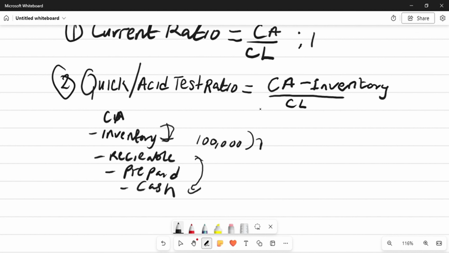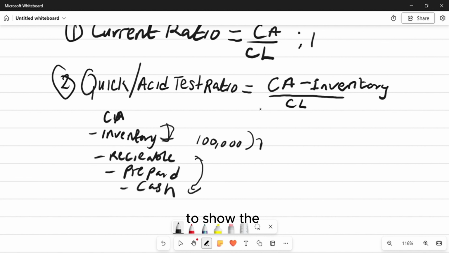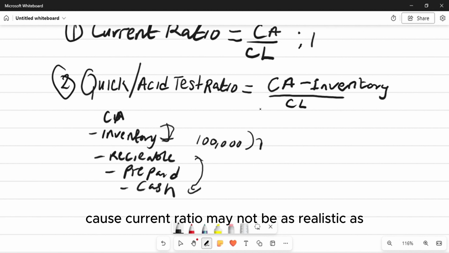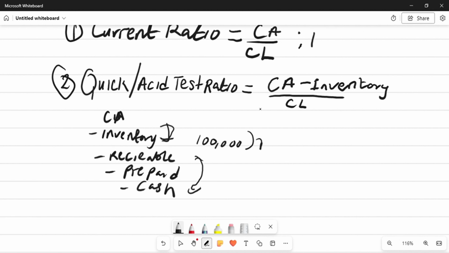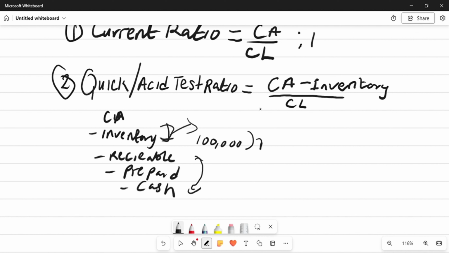It doesn't negate or invalidate the current ratio. It is just calculated along with the current ratio to show the quickness test, to show how realistic it is, because the current ratio might not be as realistic as it may seem, since you might not be able to convert inventory to cash the fastest. The quick test shows realism in its calculations. So that's why this is calculated.